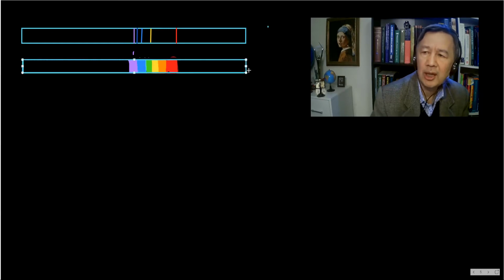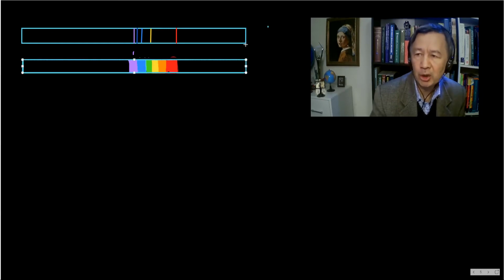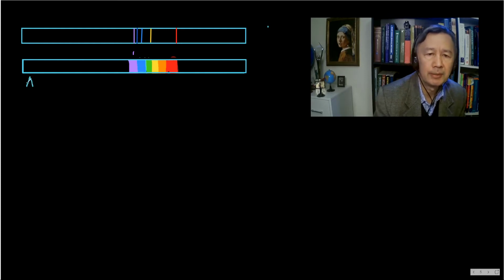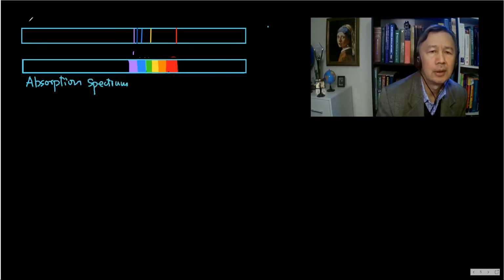So these are two types of optical spectroscopy. You can either measure what is called the absorption spectra, or what is called the emission spectra.